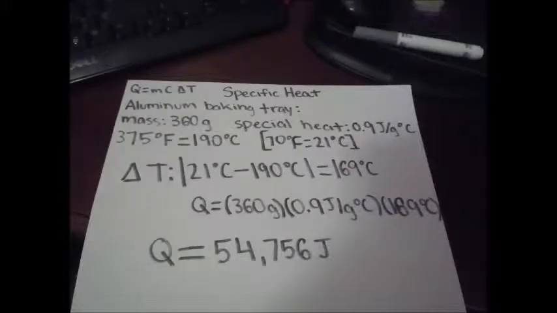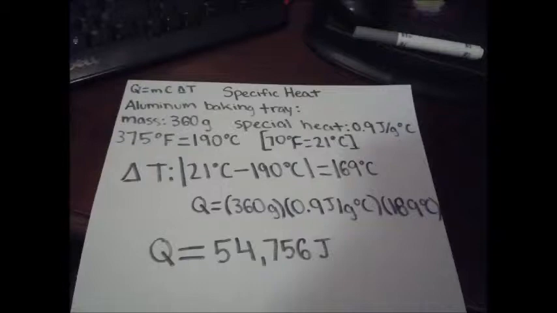Variables that are required to find the amount of energy in a given reaction include the mass, specific heat, and change in the temperature of the object. The baking tray weighs about 360 grams. All elements have a specific heat. Specific heat is the amount of heat required to raise the temperature of the unit mass of a given substance by 1 degree. Aluminum's specific heat is 0.9 joules per gram degrees Celsius.